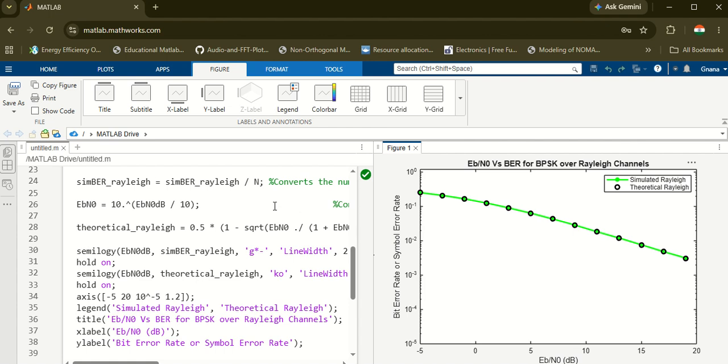So in this video, you have learned about the modeling and simulation of a Rayleigh fading channel.